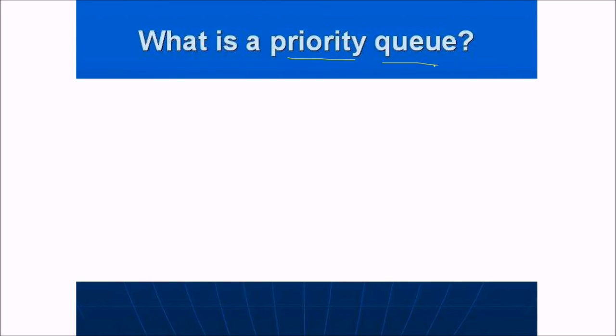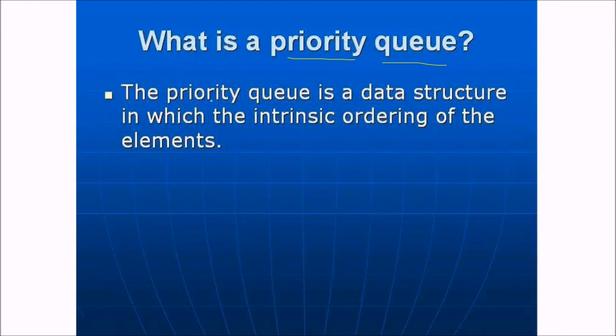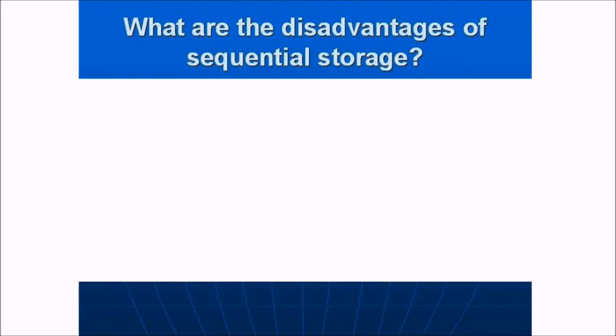What is a priority queue? There are various types of queues. Priority queue is the queue in which there is one more value, called the priority, which is checked. The priority queue is again a data structure, because queue is a data structure in which the intrinsic ordering of the elements is present.